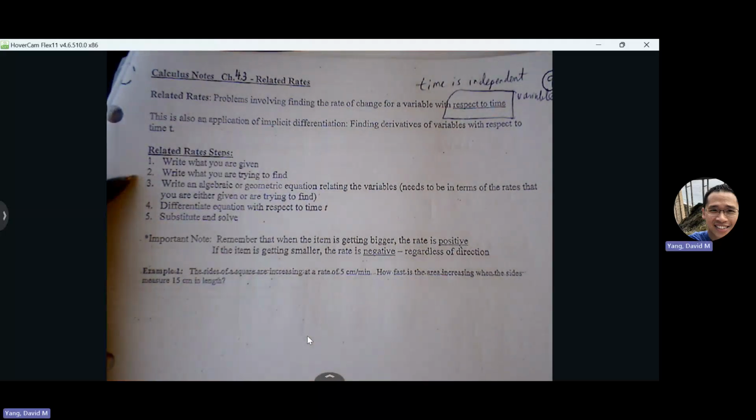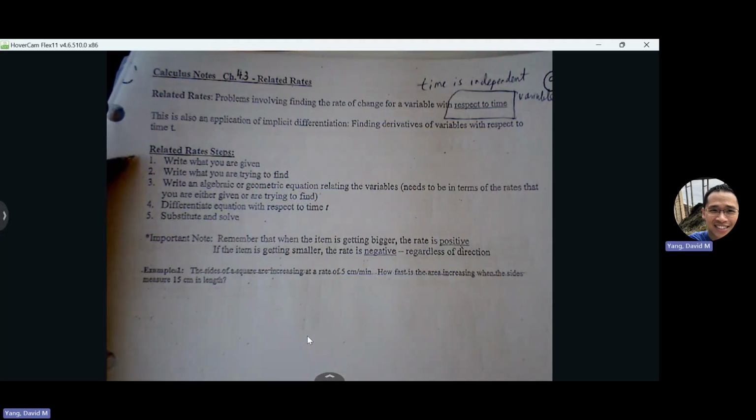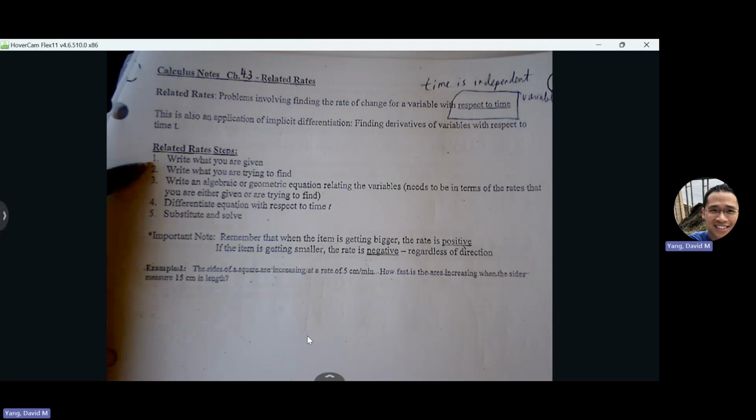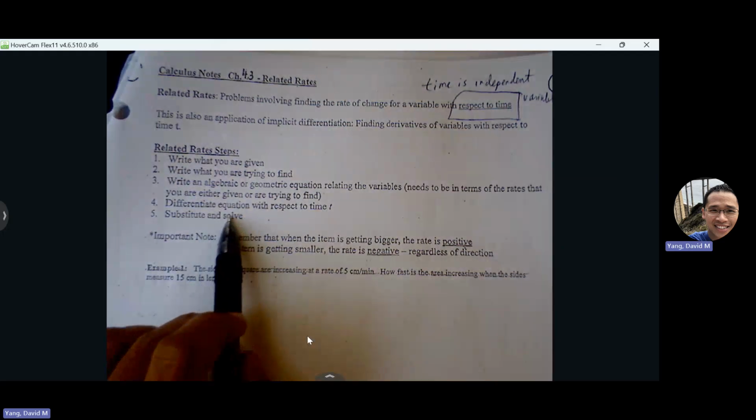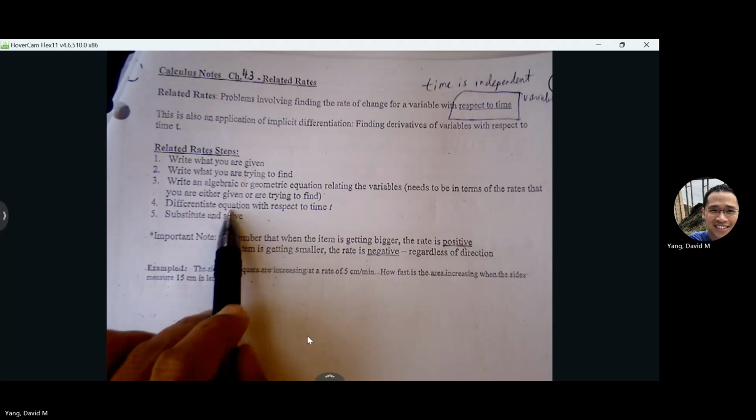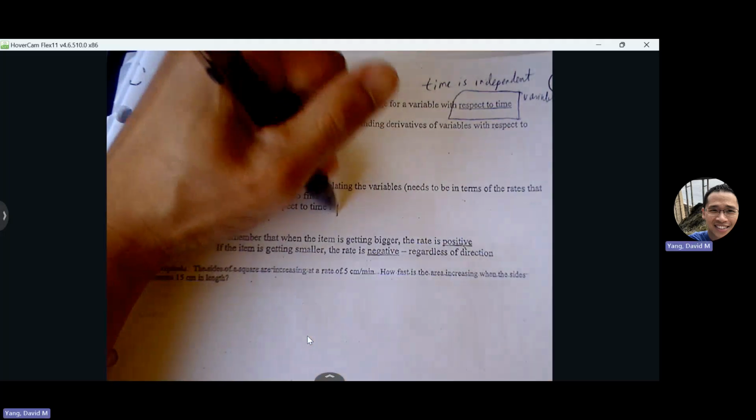So let me just run down these steps. We don't necessarily have to take these steps in this order. We just have to be able to take care of all these things eventually. So we want to write down what we're given. We want to write what we're trying to find. We want to write an algebraic equation that relates the variables together. So sometimes it could be Pythagorean theorem. It could be volume of a sphere. And then we find the derivative with respect to time. And then we substitute and solve.